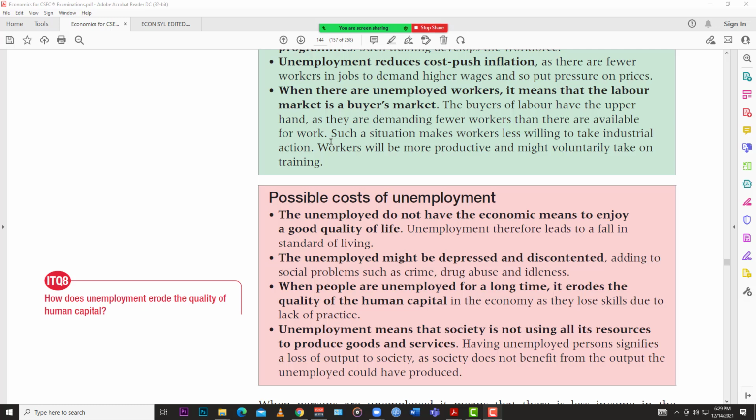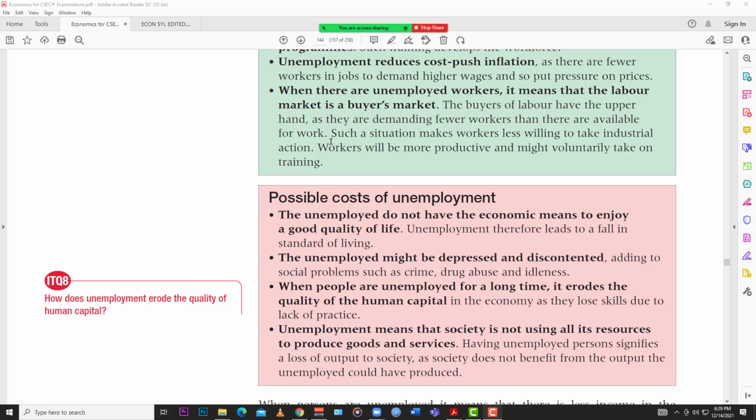We don't want that. The unemployed might be depressed and discontented, adding to social problems such as crime, drugs, idleness. So they say the devil finds work for idle hands. You ain't got nothing to do, you might resort to stealing, right? That is so true, right? You don't have anything to do, you don't have any job, you're desperate, you want money, you might resort to crime and robbing and thieving and that kind of stuff, right?